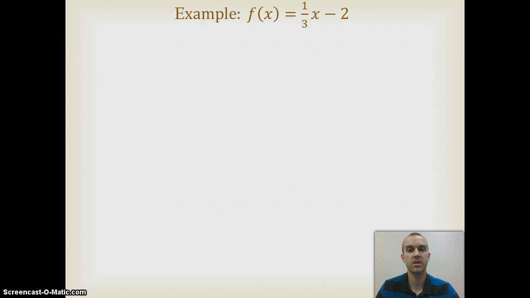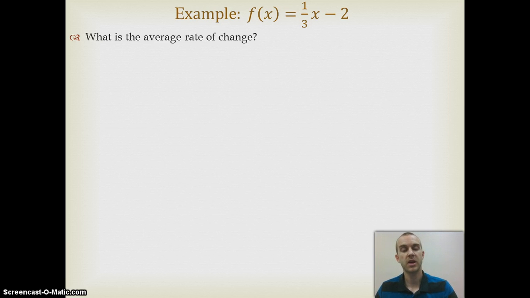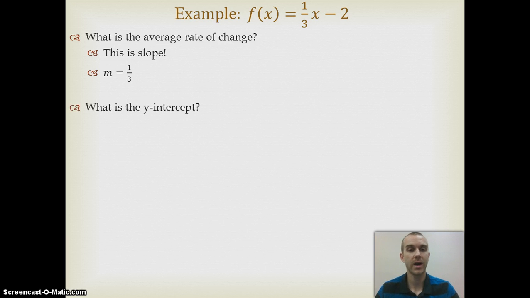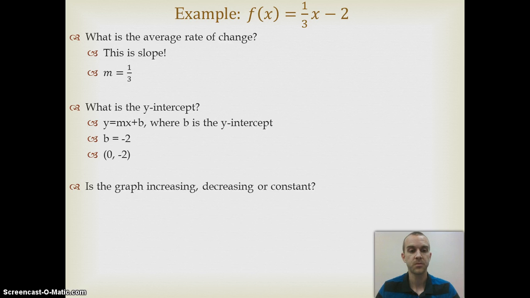Now say I want to start with f of x equals 1/3 x minus 2. And I want to know what's the average rate of change. We just have to remember that just means what's the slope. And our slope in this case is 1/3. If they ask for the y-intercept, remember that this is in y equals mx plus b, slope-intercept form. So our b value represents our y-intercept. In this case it's -2. So our y-intercept would be (0, -2).